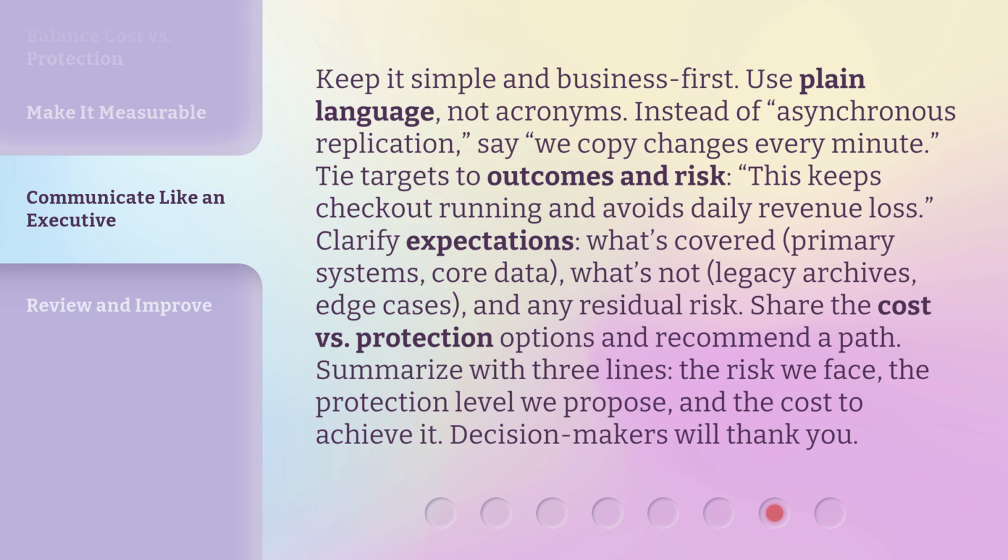Clarify expectations. What's covered? Primary systems, core data. What's not? Legacy archives, edge cases, and any residual risk. Share the cost versus protection options and recommend a path. Summarize with 3 lines: the risk we face, the protection level we propose, and the cost to achieve it. Decision makers will thank you.